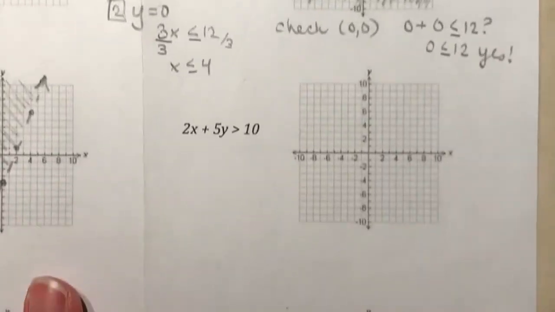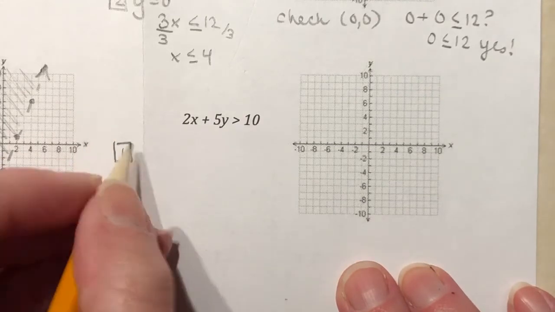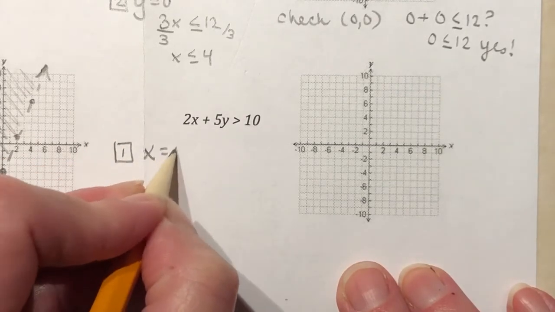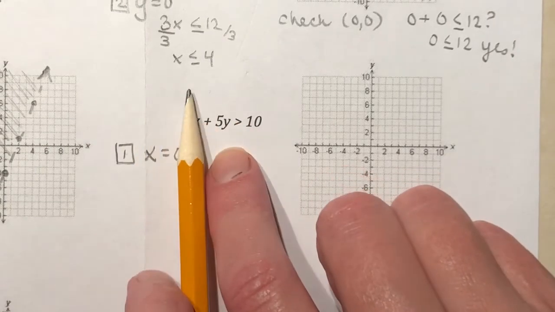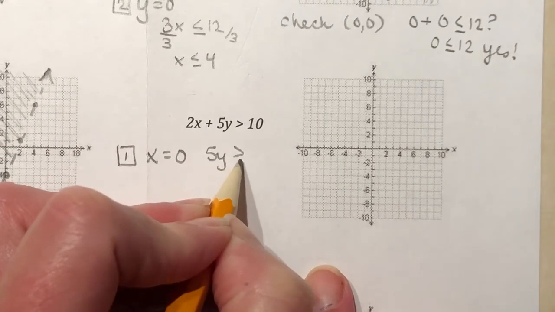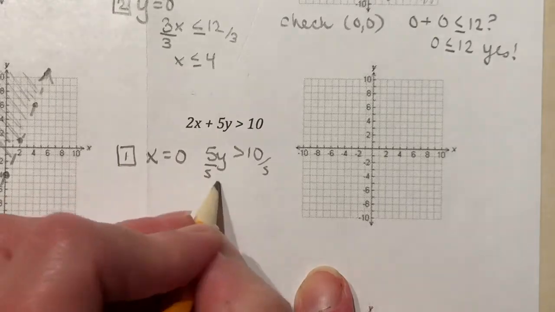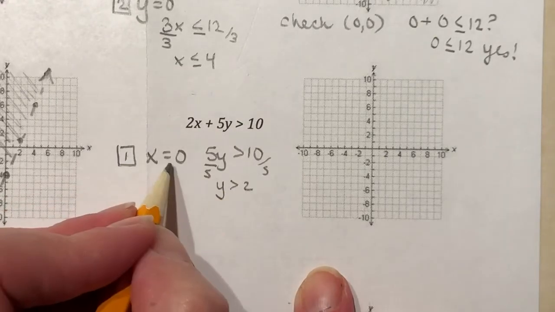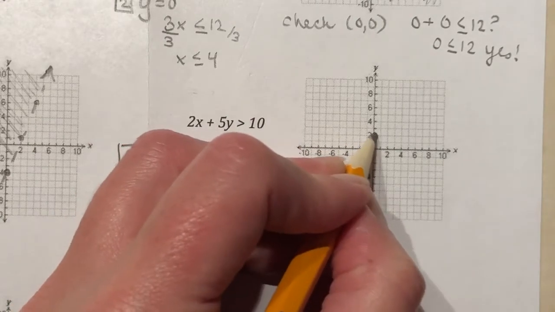Let's do another one like that, right below it. I'm going to move a little bit faster. I'm going to say x equals 0. I'm not even going to write that first term because 2 times 0 is 0. So we have 5y greater than 10. Divide both sides by 5. Y greater than 2. I have a point at 0, 2.